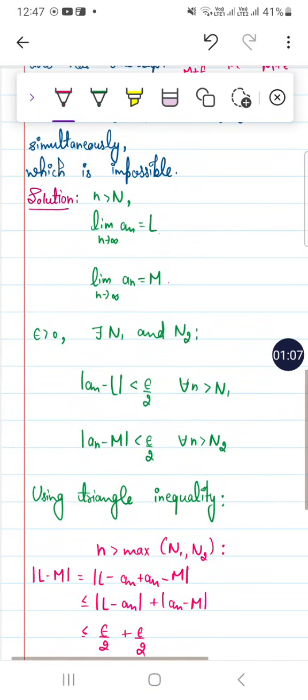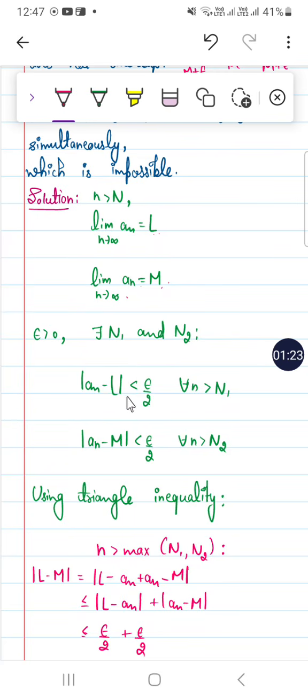So the proof is that if n is greater than capital N, limit n tending to infinity a_n is equal to capital L, right? And limit n tending to infinity a_n is equal to capital M. Now for both the limits there exist n1 and n2, right?